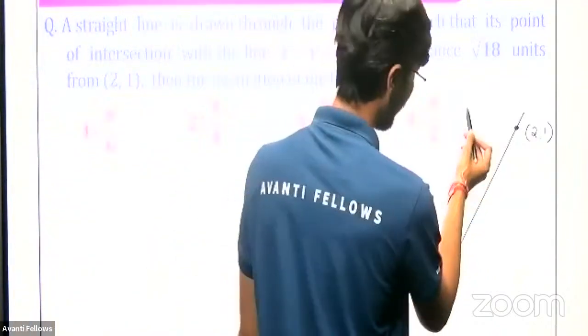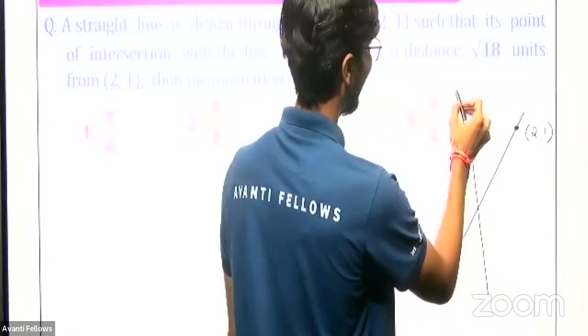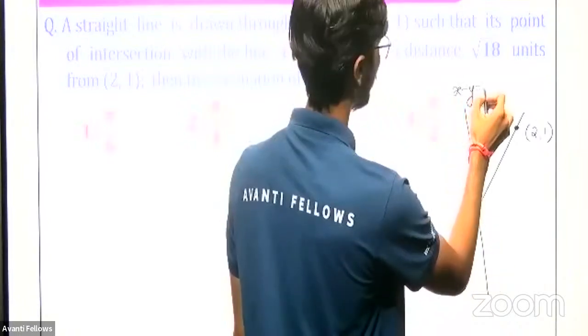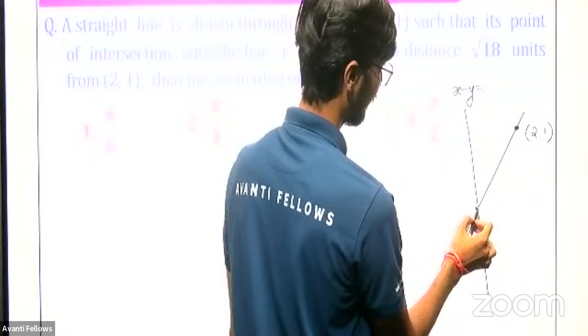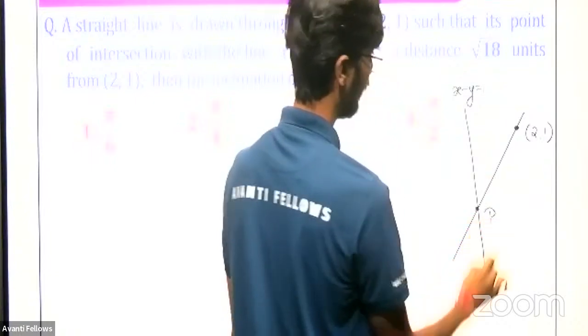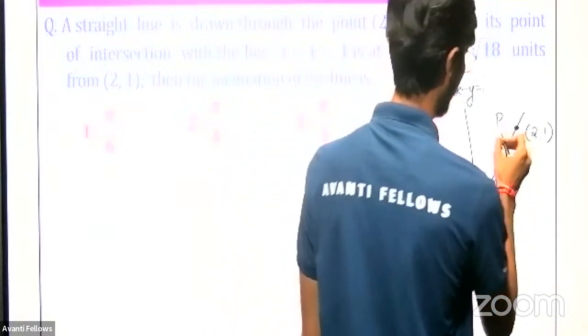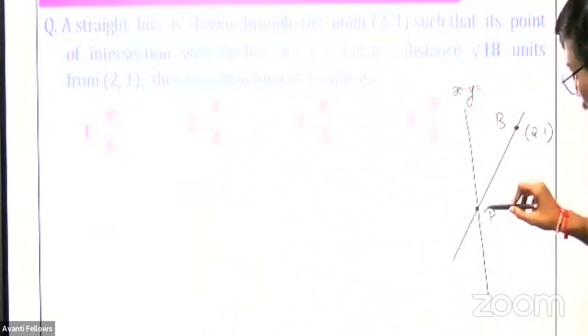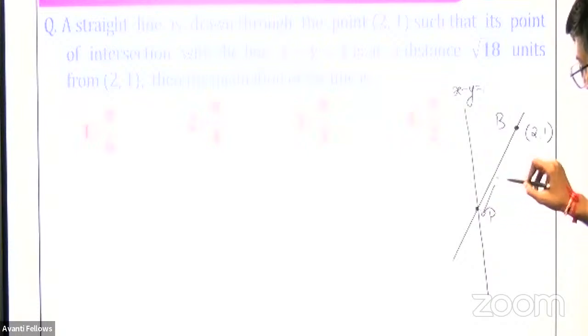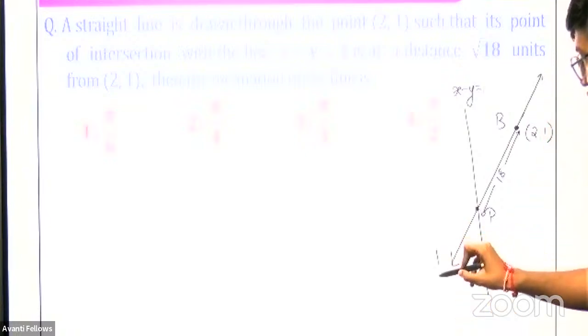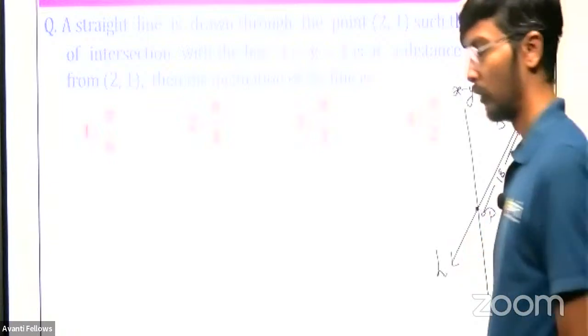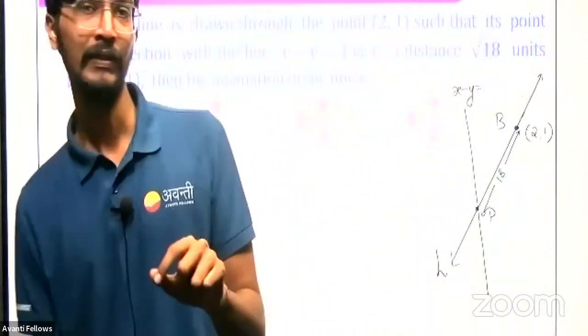So let's say there is another line which is x minus y equals 1, and its point of intersection, let's say P, is at a distance of 18 units, and let this be point B. So this distance is given to be 18, and we have to find the inclination of this line L. So inclination means we have to find the value of theta.